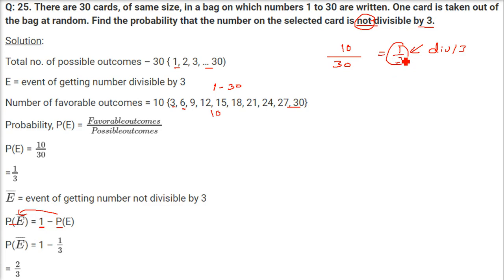How to get the not if divisible by 3 is there? So just subtract this from 1. So you get 2 by 3. This is the probability of the selected card not being divisible by 3.